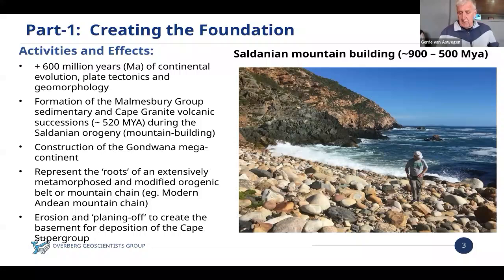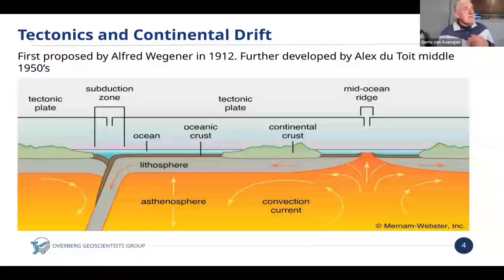So I'm going to move on quickly from here and just introduce the idea of plate tectonics, which was originally proposed by Alfred Wegener in 1912. He was laughed out of town with his idea. And it took our own Alex du Toit in the middle 1950s to take up this theorem and develop it and bring it to the point now where today it is a recognized theorem. It's accepted in geology, and it is a very solidly based theorem in science now.